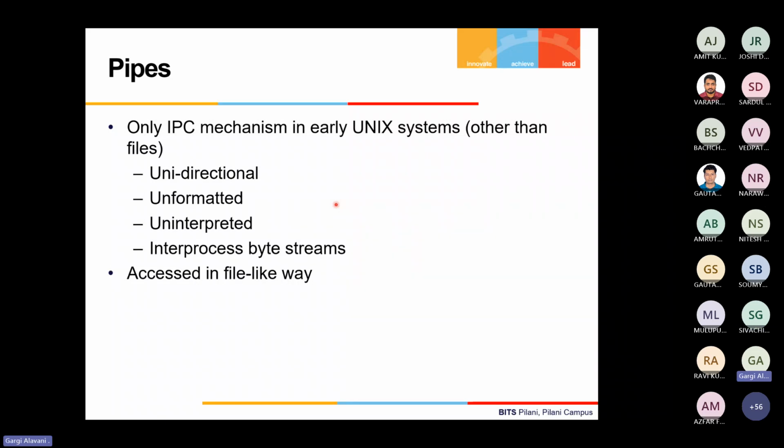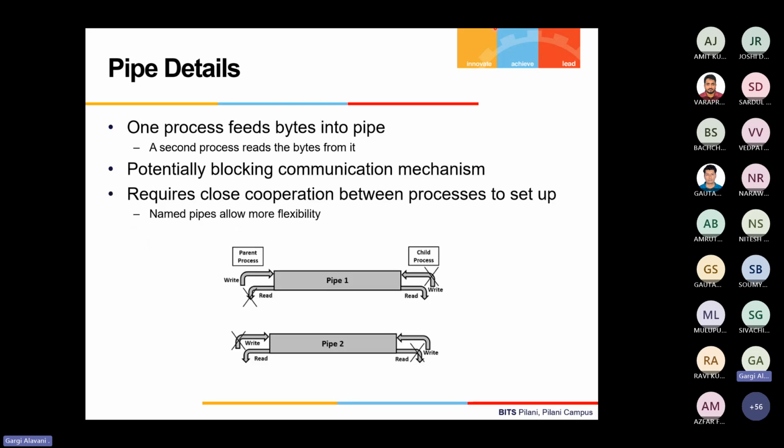This is one of the very early IPC mechanisms, and it may not work really well in the current large-scale distributed systems. The reason is that it is mostly unidirectional. The data is unformatted. There are interprocess byte streams through which the data is transferred, and it is very similar to a file.